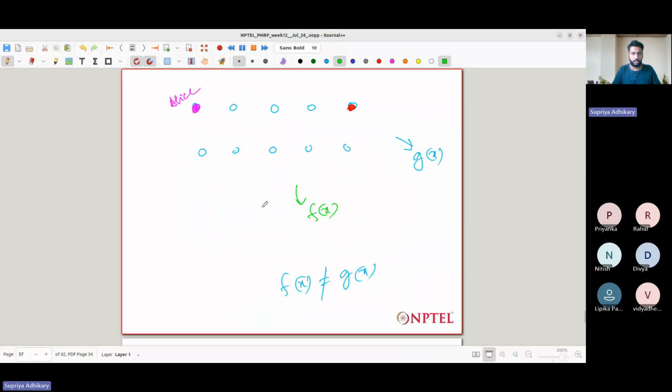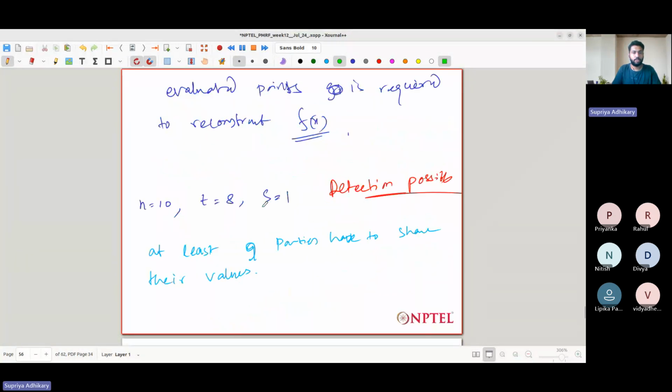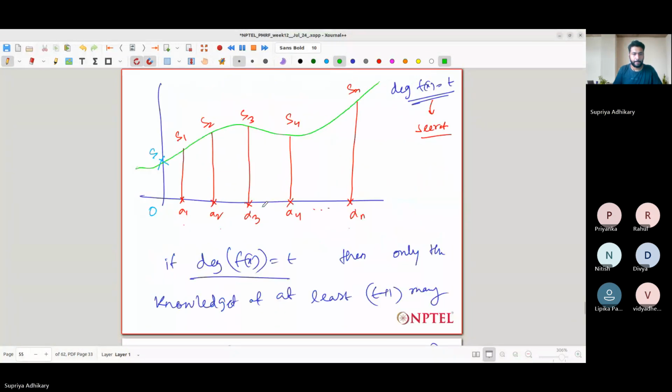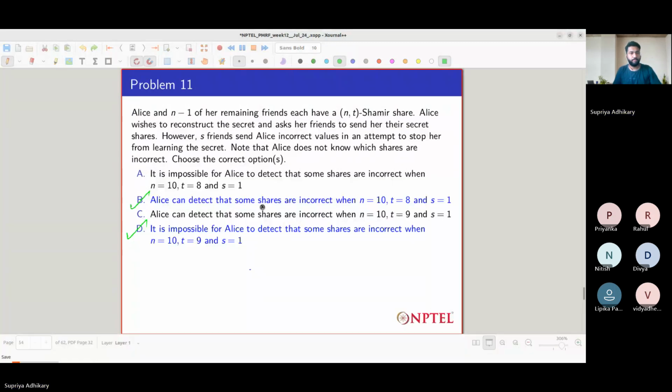Because in the previous case we could exclude one point and construct the polynomial, and that's why each time we would get a different polynomial or the same polynomial, and that would give us the detection. But now that is not possible. So that is the difference between t equal to 8 and t equal to 9. So this option is correct, and this option is correct. This is impossible for Alice when t is equal to 9.